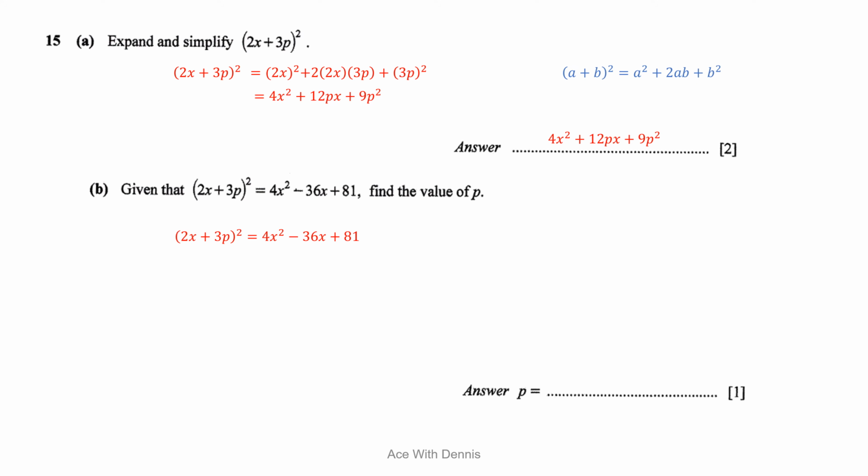And we have expanded (2x + 3p)², which is 4x² + 12px + 9p² = 4x² − 36x + 81. So we compare the coefficients of x: on the left hand side it is 12p, the right hand side is −36. Hence, p will be −36 over 12, which is −3. So the answer is −3.